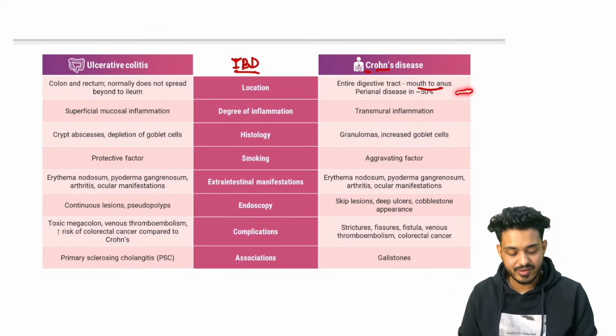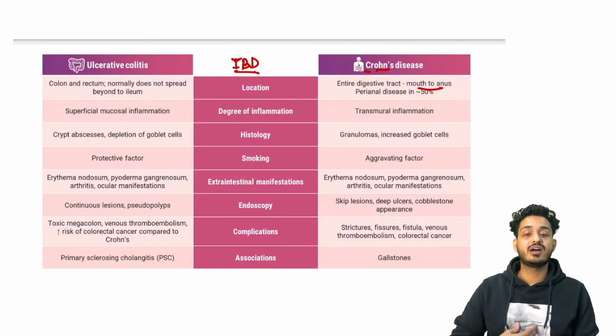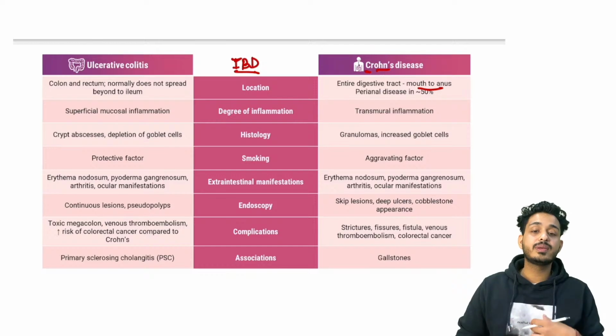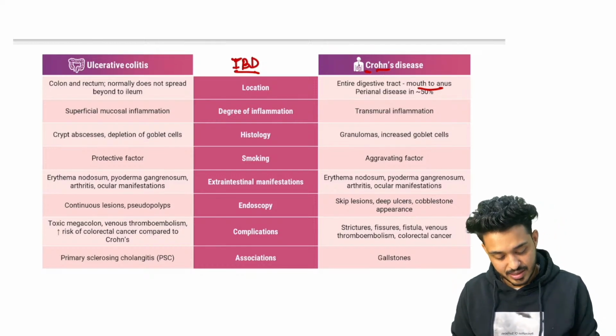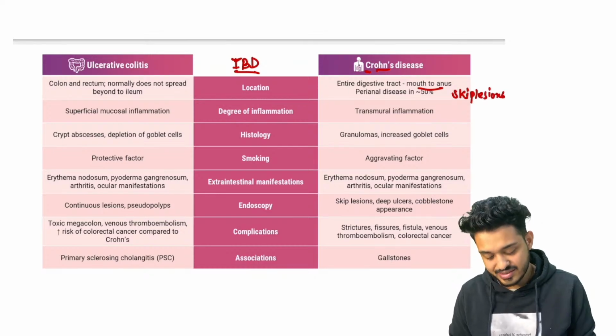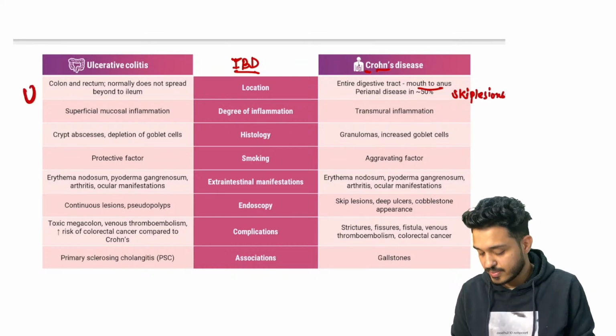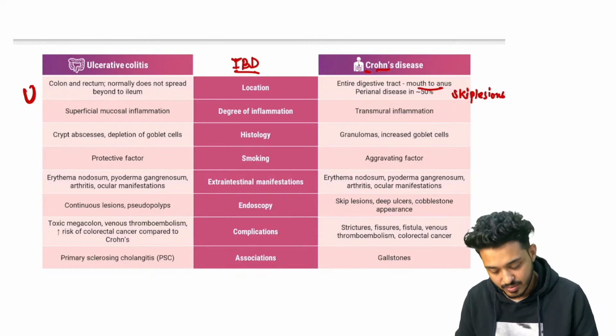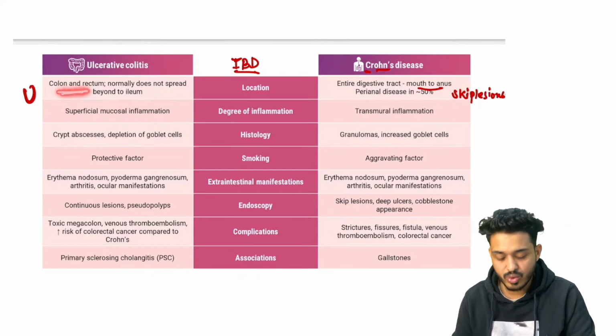So you will be having what kind of lesion? Suppose यहाँ lesion है, यहाँ lesion है, यहाँ lesion है, right? So you will be having what kind of a lesion? These are known as skip lesions, whereas ulcerative colitis will start from the below. It will be starting from the colon or rectum.